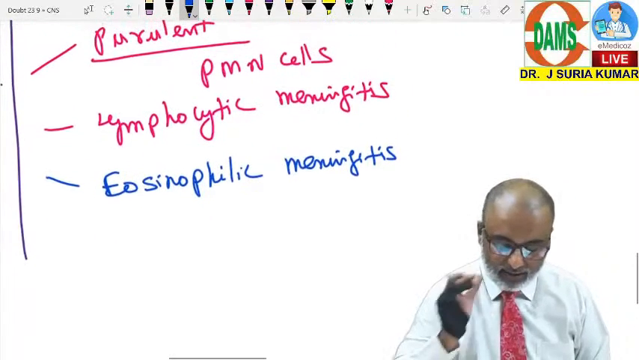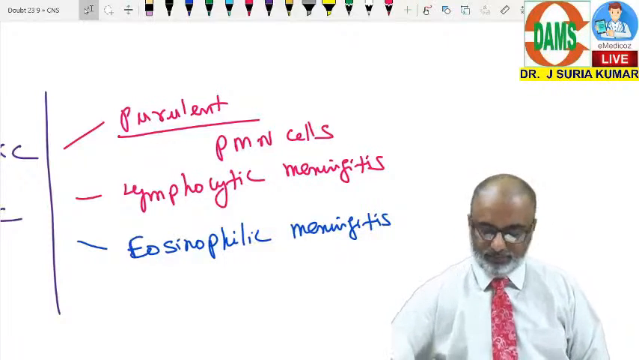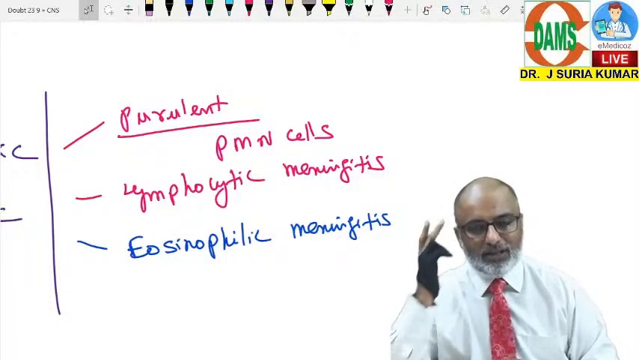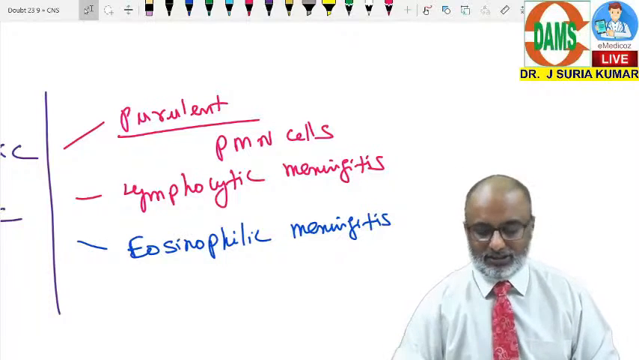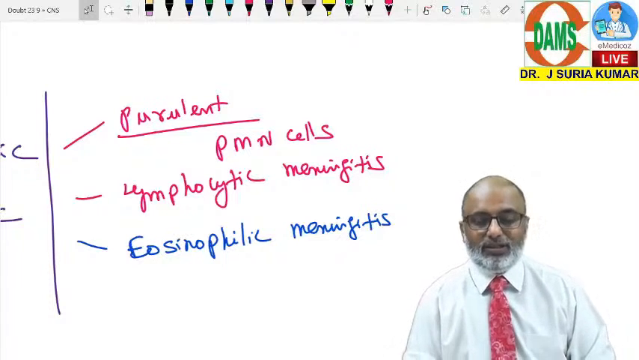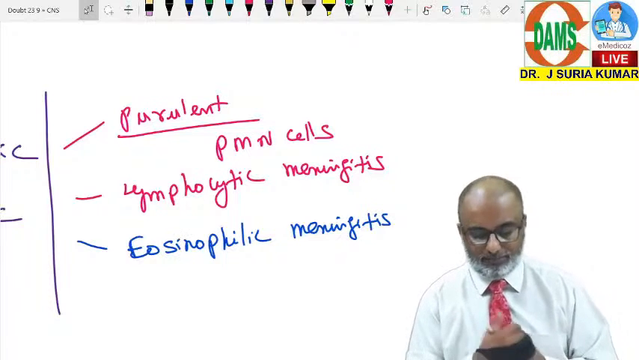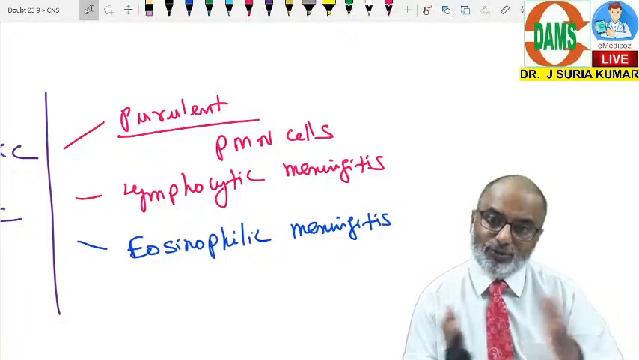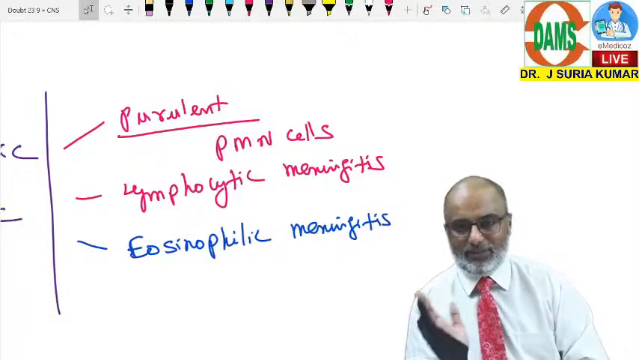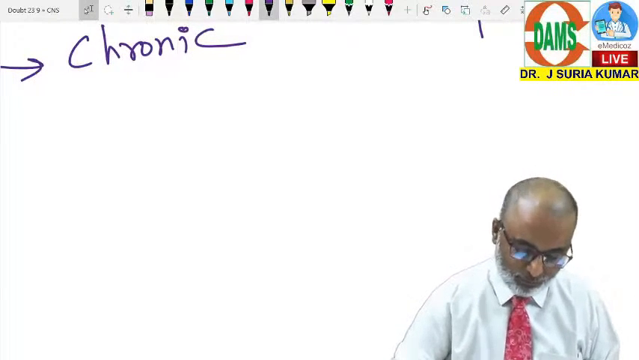Next is, based on the cells which are present in the CSF, we can have purulent, lymphocytic and this one. So now I am summarizing the classification. Just remember, one is based on the structure: meninges, brain parenchyma and spinal cord. Another one is based on the etiological agent: bacteria, virus, parasite and fungus. Third, based on the cells present in the CSF, we can get purulent, lymphocytic, eosinophilic. And another one based on the duration: acute and chronic. In the acute we have pyogenic as well as aseptic meningitis. So this is the simple way of classification. Just an overview. I am not going into depth of each and every organism.